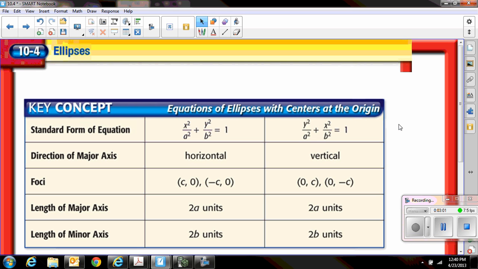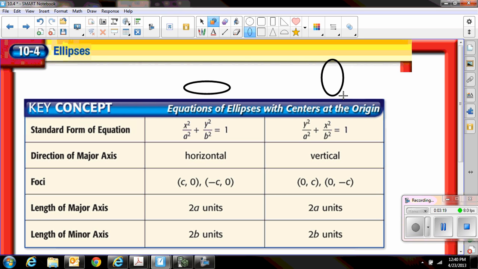So here's our standard equations for the ellipse. Let's start with the horizontal ellipse. This would be the direction of the major axis. So my ellipse would look something similar to this. This would be the horizontal version. This side over here, this would be your vertical ellipse, so it would be this way. The horizontal, the standard form is x squared over a squared plus y squared over b squared equals 1. Again, horizontal. The foci are located at (c, 0) and (negative c, 0). Major axis has a length of 2a because you go a units to the right and a units to the left. The minor axis has a length of 2b.